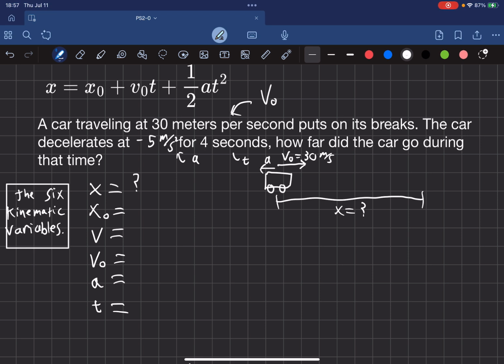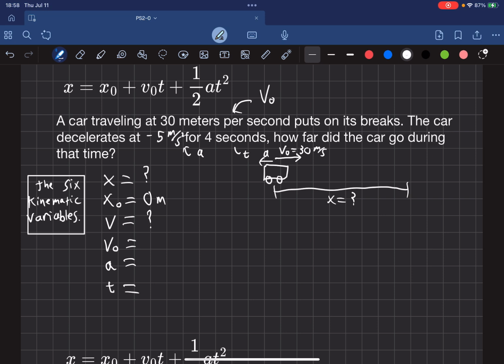Our initial position was never mentioned. It never specifically mentioned a starting position. When that happens, you should always assume that it starts at 0. Now, the final velocity was not given, and it wasn't asked for. So we don't know that one either. The initial velocity was given to us. That was 30 meters per second. And it was a positive 30 meters per second.